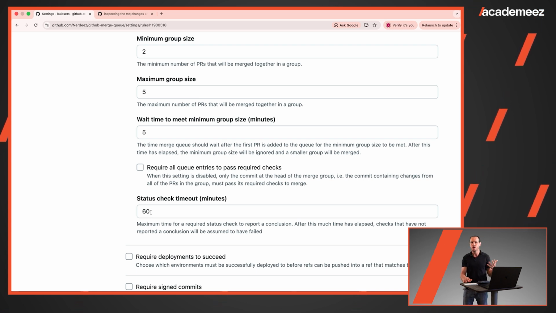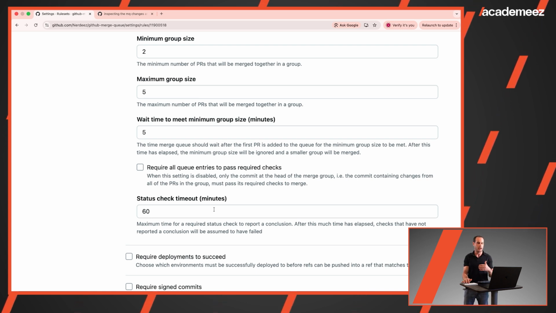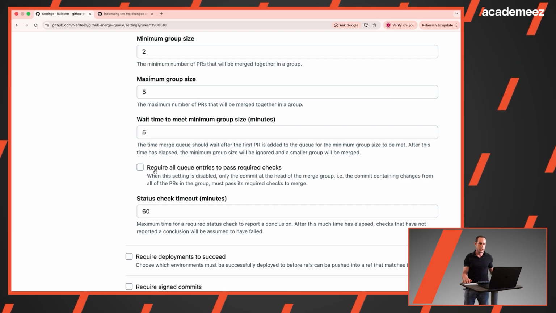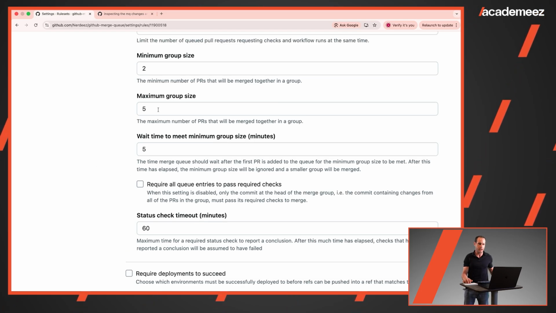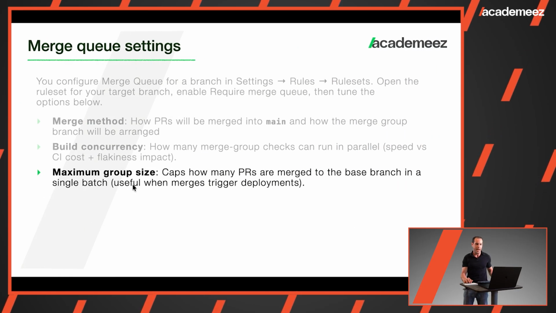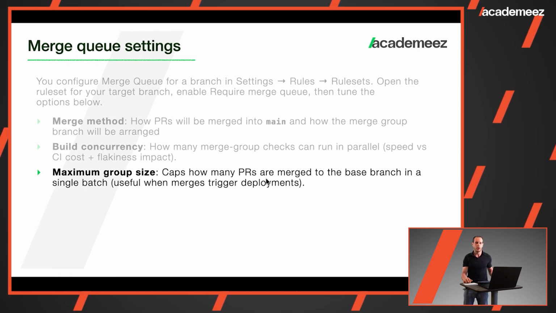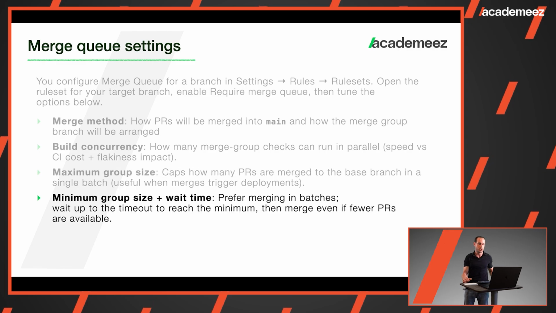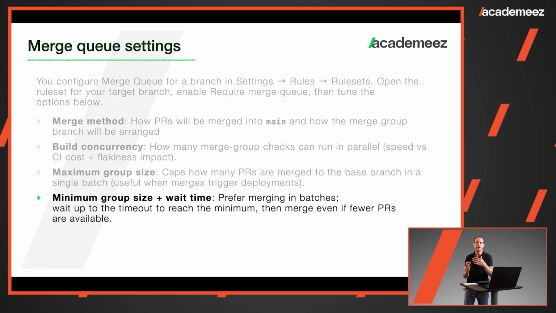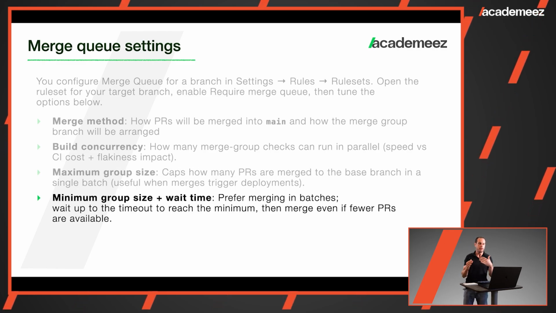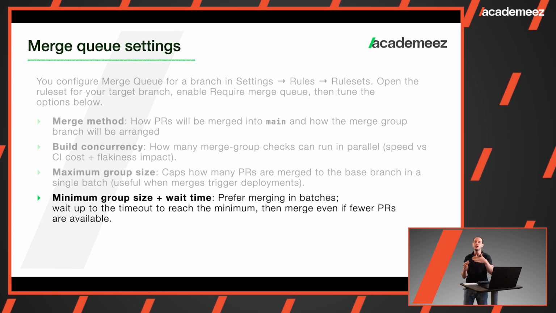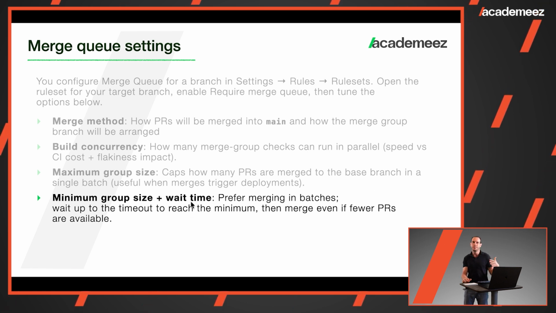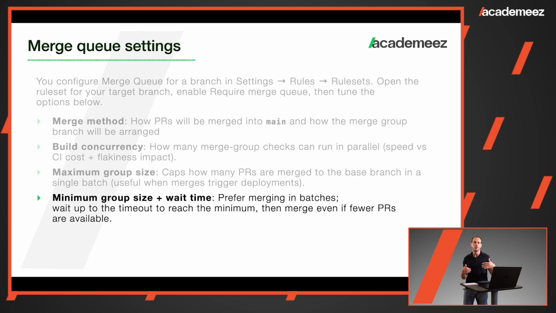And this is a timeout for the merge queue. If the status checks did not pass in 60 minutes, then it will fail. So we'll give an example soon of the minimum group size, maximum group size, wait time, and required queue entries to pass. But in general, the maximum group size caps how many PRs are merged to the base branch in a single batch. The minimum plus wait time prefer merging in batches. So it's going to wait for the group to reach at least a minimum. But if the wait time has passed and there is no minimum, it's going to just merge the PR.